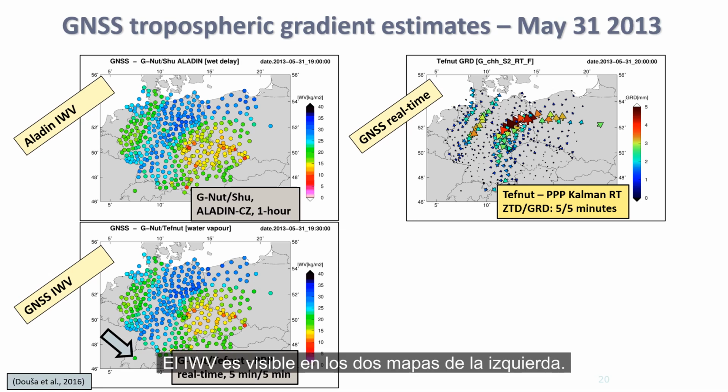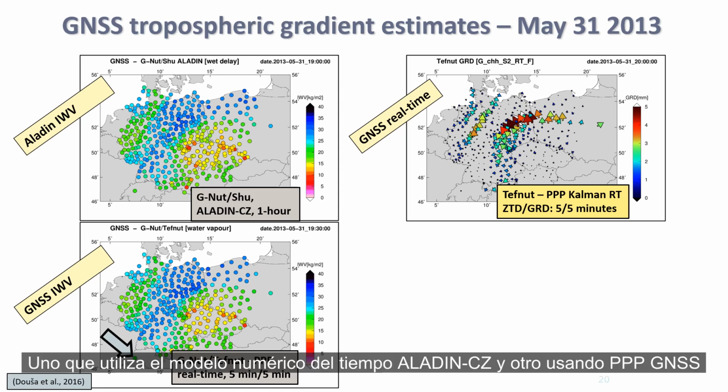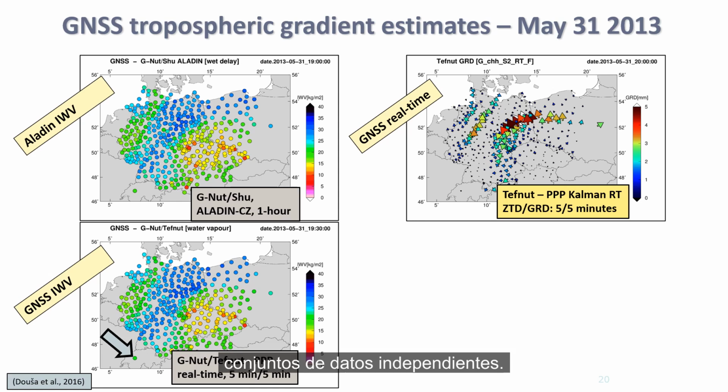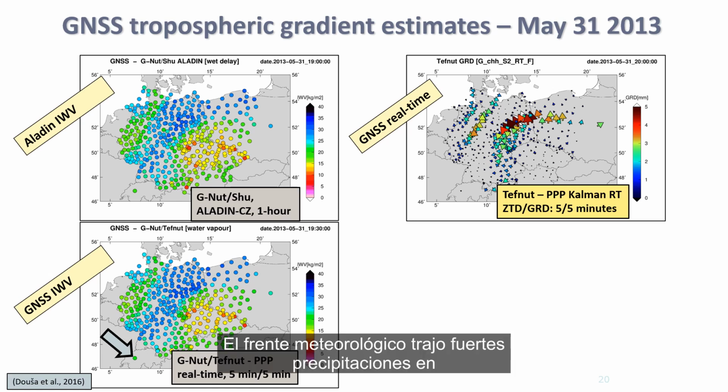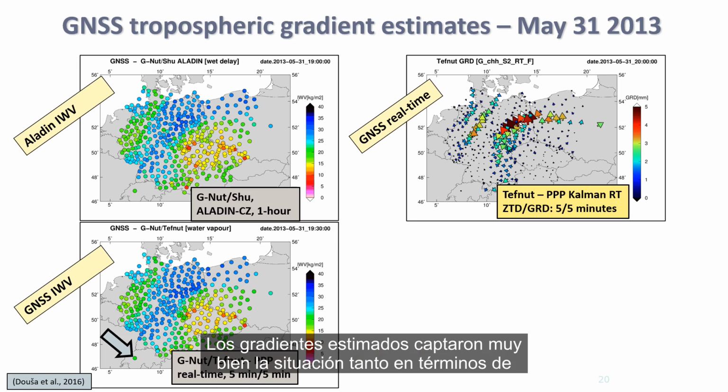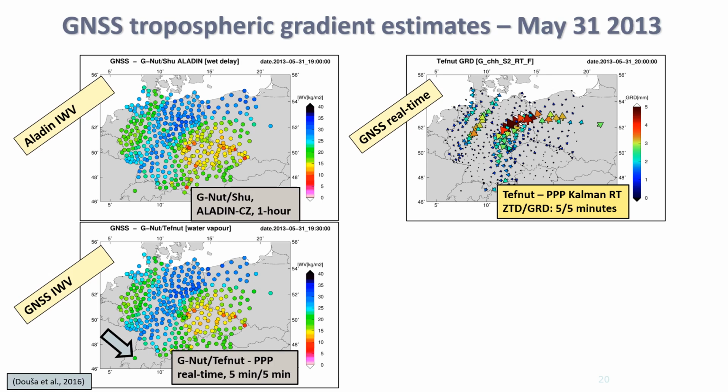The integrated water vapor content is visible from the two left maps, one using the numerical weather model Aladin-CZ and another using GNSS PPP. Excellent agreement is obvious, and both solutions involved completely independent datasets. The weather front brought heavy precipitation in a northwest to southeast direction. Estimated gradients nicely captured the situation in terms of both magnitudes and directions.